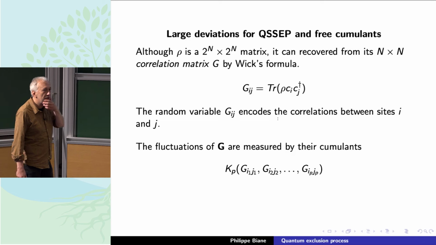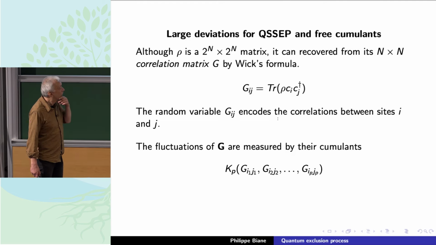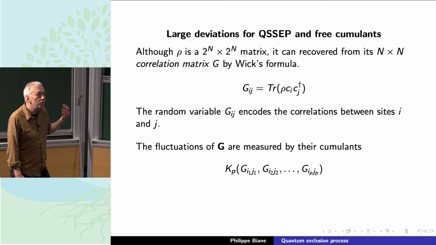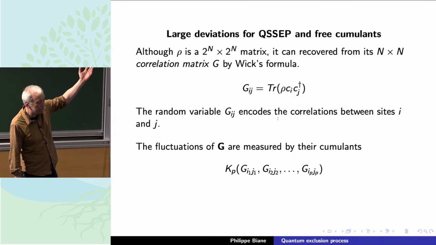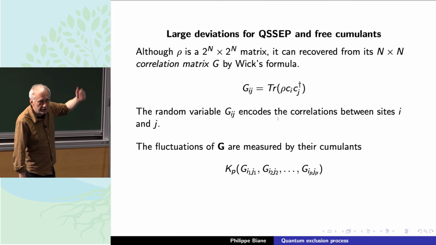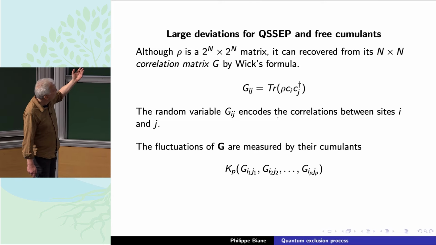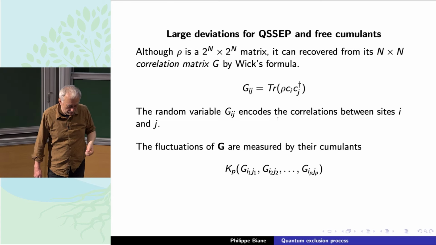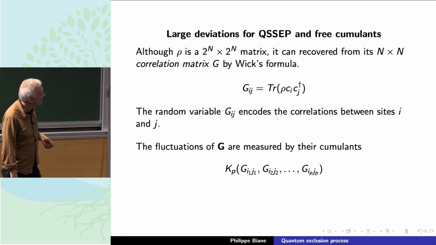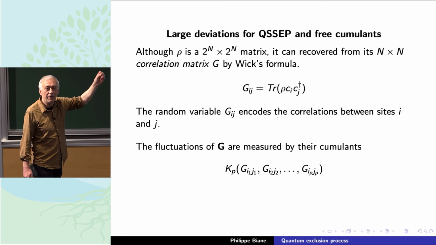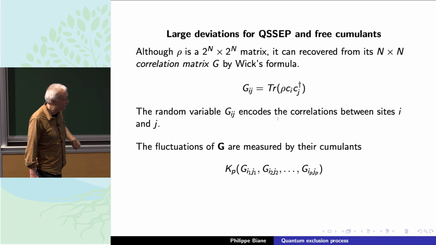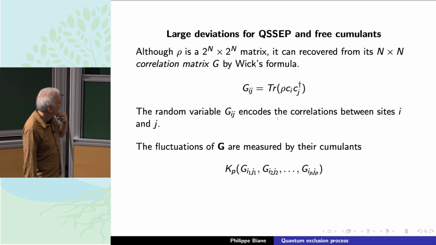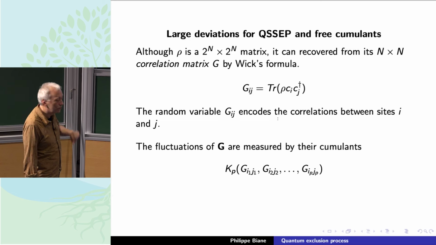Now, the fluctuations of this matrix G are measured by the cumulants. As I said, the cumulants serve to evaluate fluctuations of random variables. Here we have a family of random variables, actually a random matrix, and in order to evaluate the fluctuations, we compute the cumulants. So you choose P spots on your matrix, P entries, I1, J1, I2, J2, etc., IP, JP, and you evaluate the P-th cumulant on this.